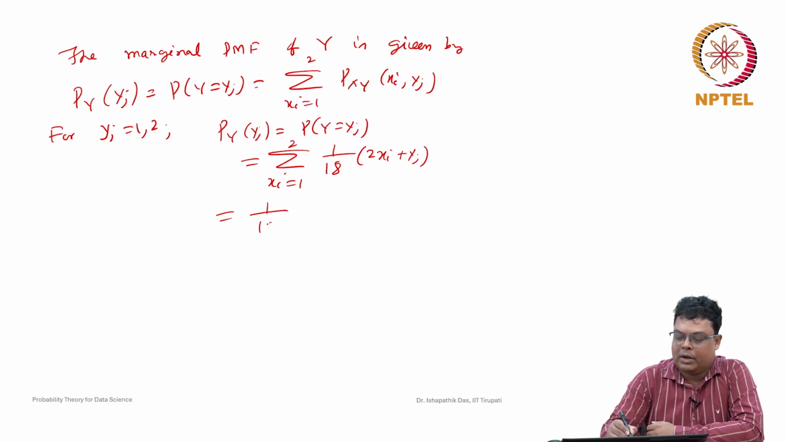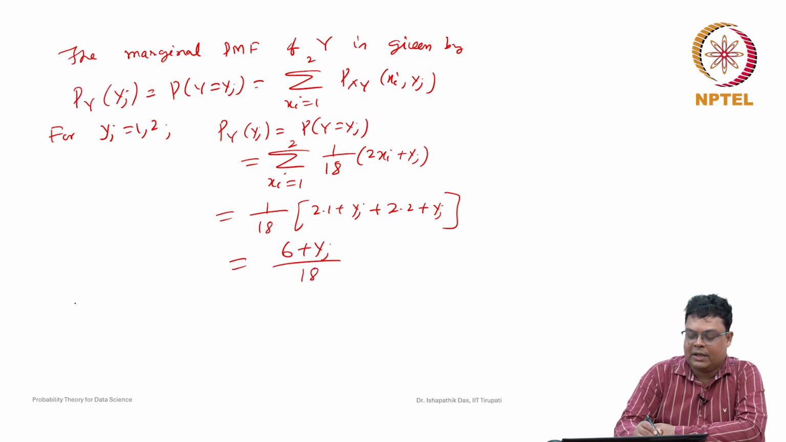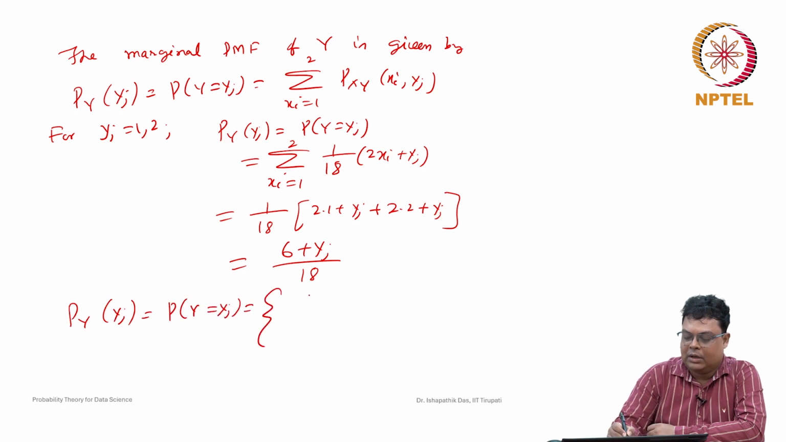So we'll evaluate now 1 by 18, xi is 1, then 2 into 1 plus yj, and then next xi is 2, then 2 into 2 plus, sorry, yj. This yj is fixed at some value. So then this is 2 into 2, 4, plus 2, 6, so this is 6 plus yj by 18. So finally what do we get? The marginal probability mass function p of yj is defined by probability of Y equal to yj, this is nothing but 6 plus yj by 18.